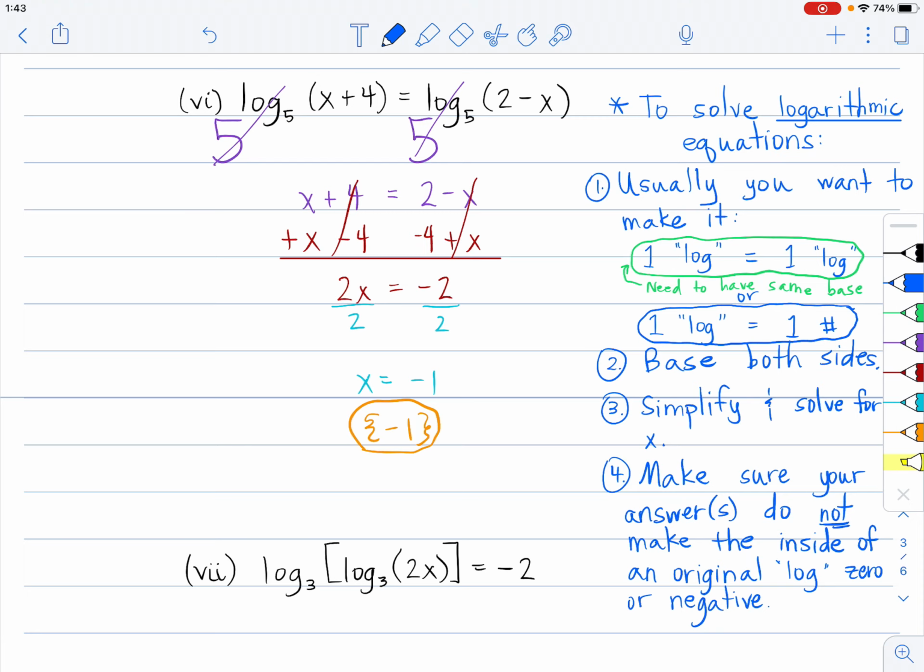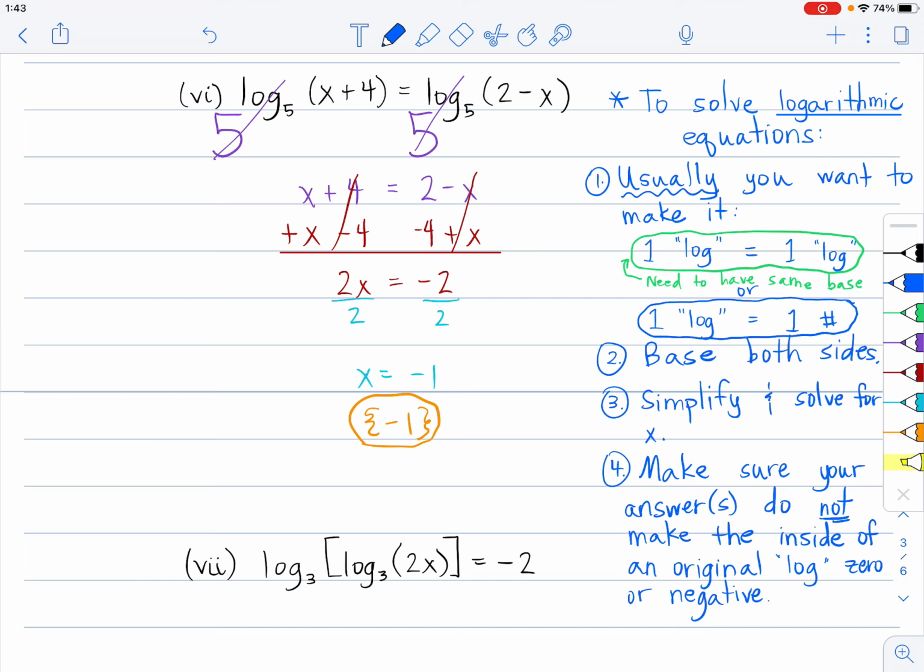Now, usually, I chose that word for a reason, because of course there's that oddball time where one of those 2 things doesn't work.